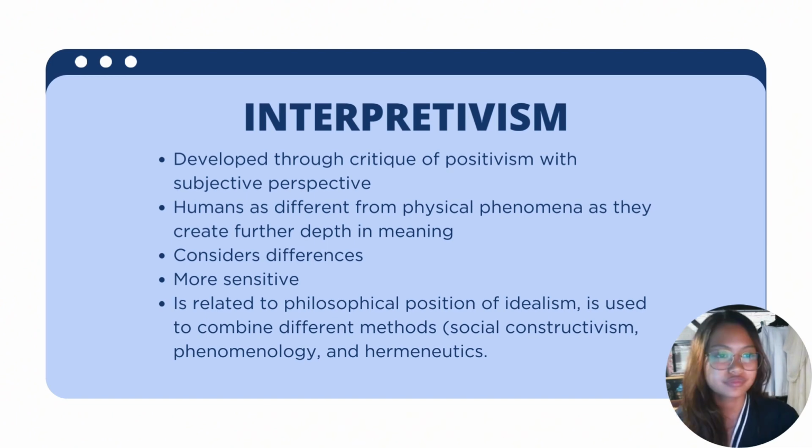understanding physical things. Interpretivism recognizes that various factors such as cultural differences, circumstances, and time can result in the creation of diverse social realities. It is sensitive to individual meanings and contributions rather than being compromised by the positivist research philosophy. Interpretivism combines various methods, including social constructivism, phenomenology, and hermeneutics. It rejects objectivist views and asserts that meaning does not exist independently in the world. This philosophical position is related to idealism.